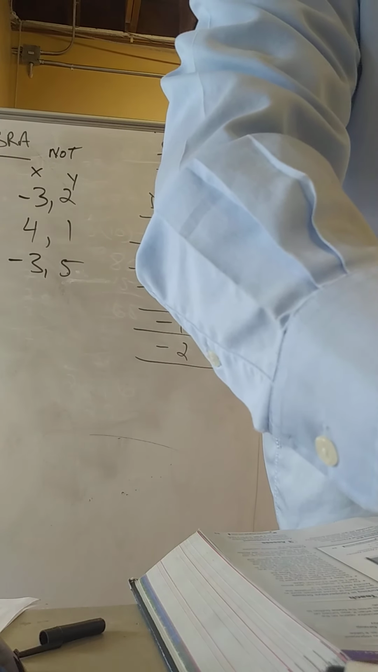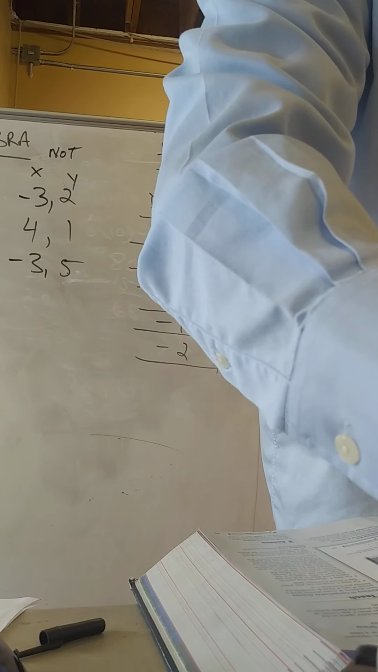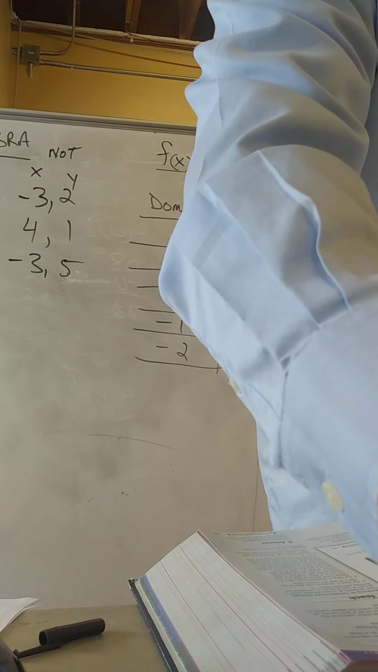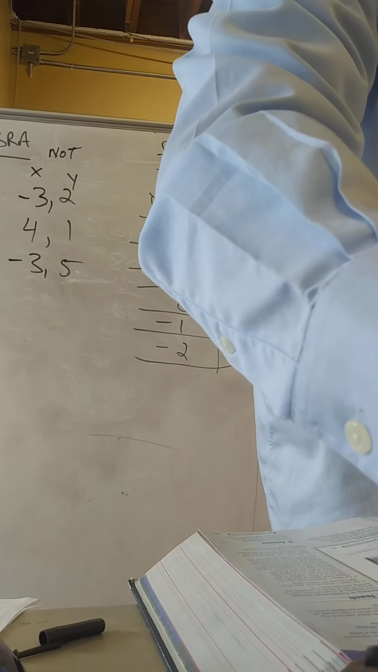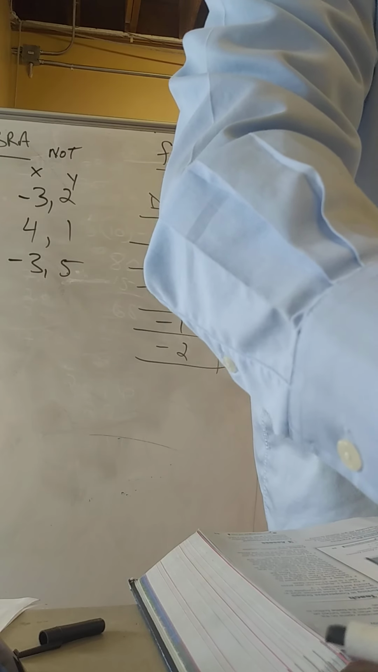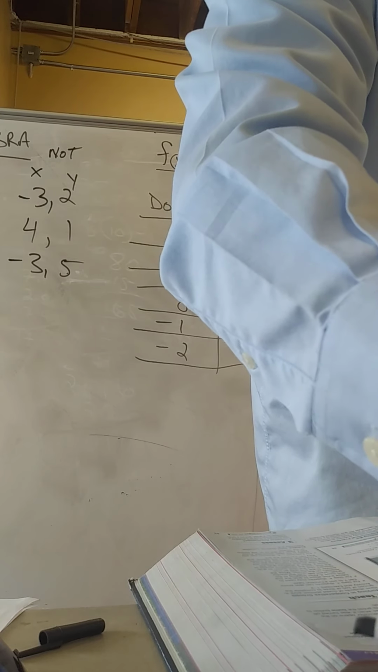See, -3, 4, and 3. Okay. But it's 2, 4, and 5. That is not the same as that. That can't be a function. 2 and 1, -1, and 2 and 6. Same number in the domain, different numbers in the range. Hence, that is not a function.